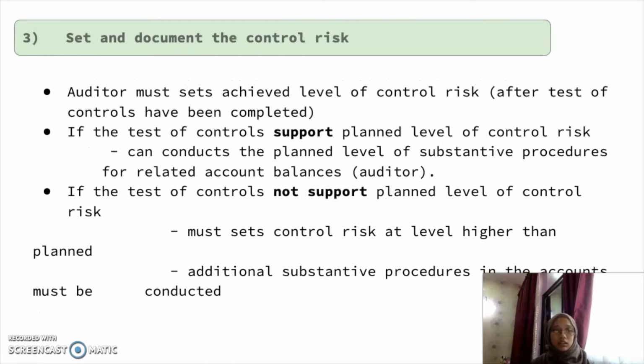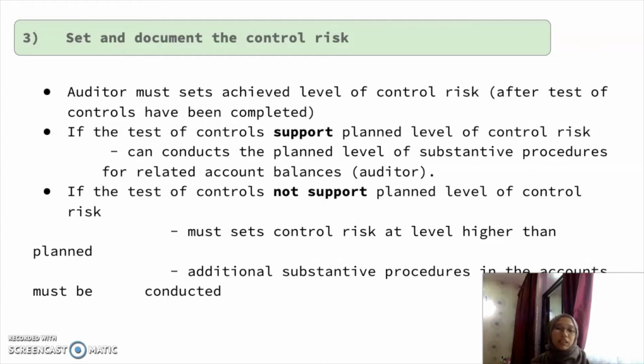The third point is that the auditor needs to set and document the control risk. The auditor must set the achieved level of control risk after the test of controls has been completed. And if the test of controls supports the planned level of control risk, the auditor can conduct the planned level of substantive procedure for related account balances.